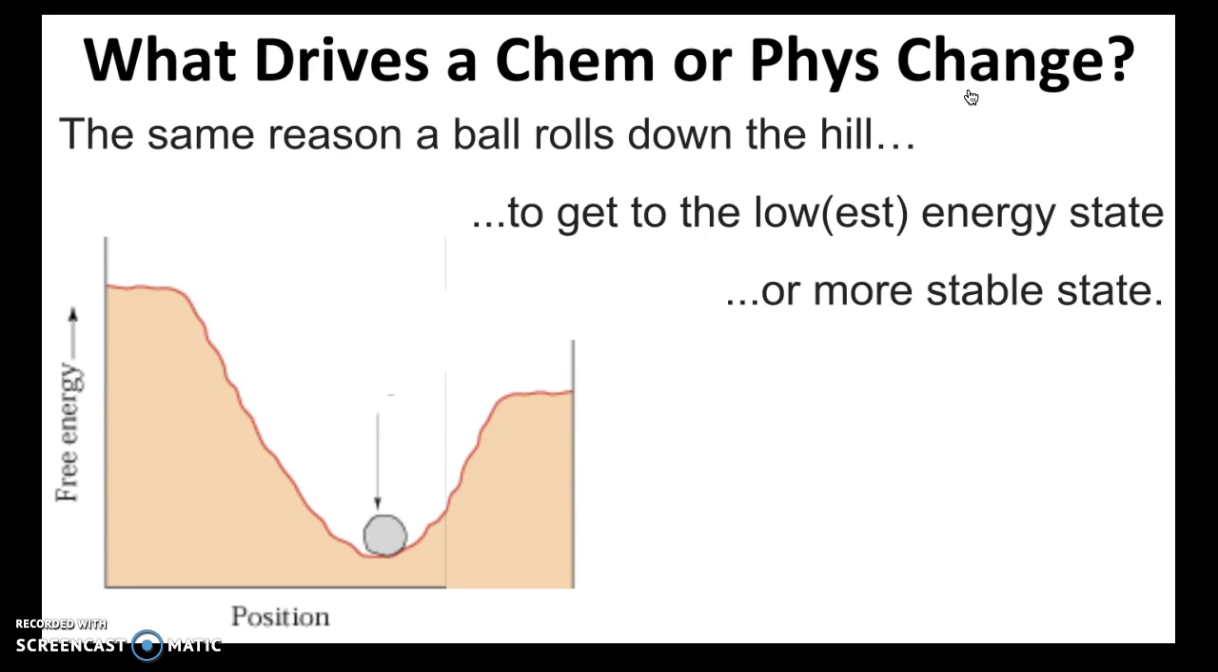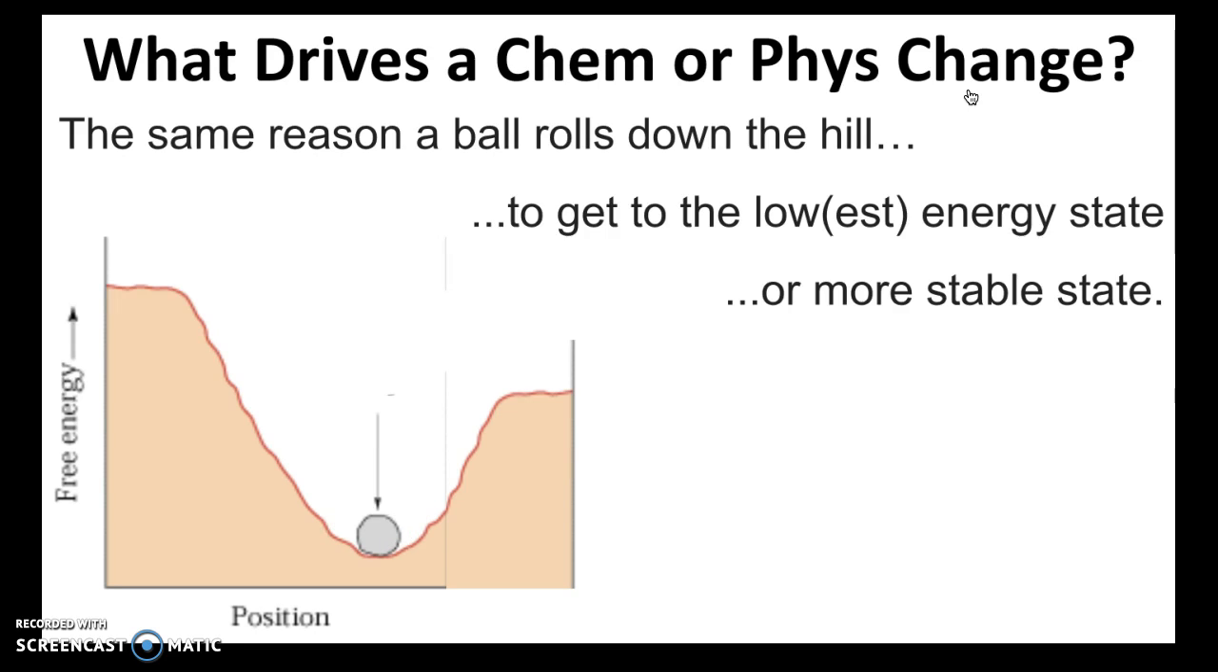And you may have been asking yourself, well, why is that? So when we say what drives a chemical or physical change, that's the thing we're asking. What drives the sodium chloride dissolution to completion, and the silver chloride to go only partially complete? What moves those reactions to do what they do? The thing that drives a chemical or physical change is the same reason that a ball rolls down a hill, and that is to get to the lowest energy state or the more stable state.